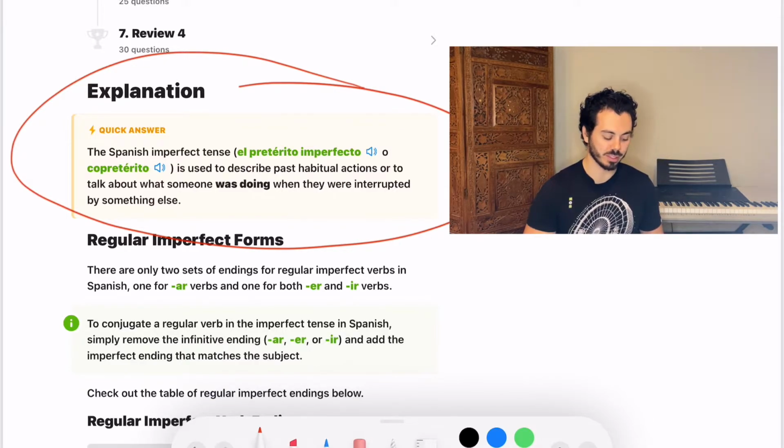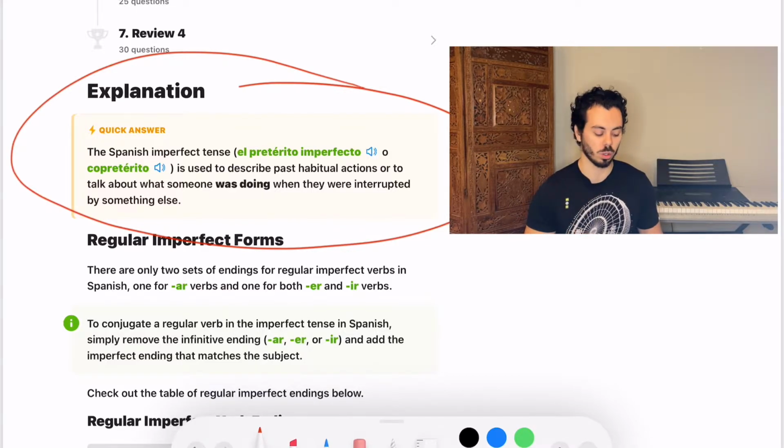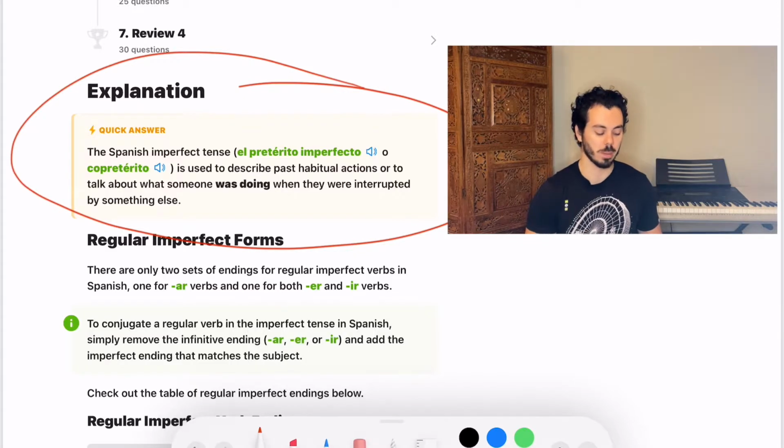The Spanish imperfect tense, el pretérito imperfecto o copretérito, is used to describe past habitual actions or to talk about what someone was doing when they were interrupted by something else. So if I had to pick the 90% rule, there are two that they give you right here, which is it was a past habitual action or when someone was being interrupted. I find that most of the time, when you're talking about the imperfect, it's usually going to be habitual actions that kind of make you use the imperfect more.